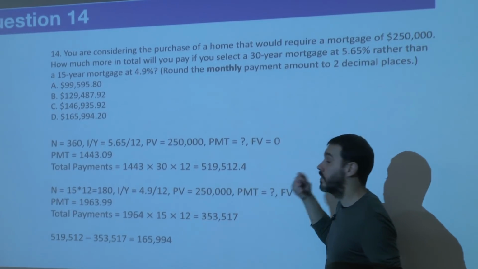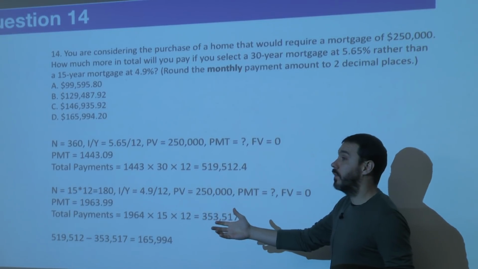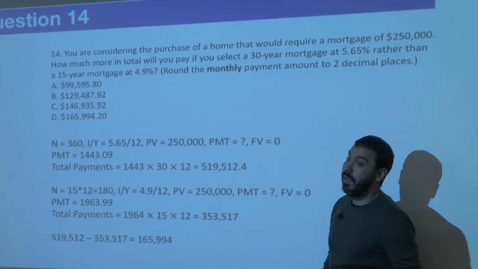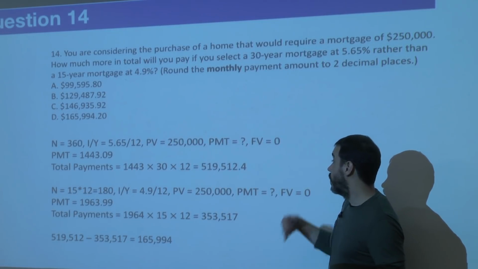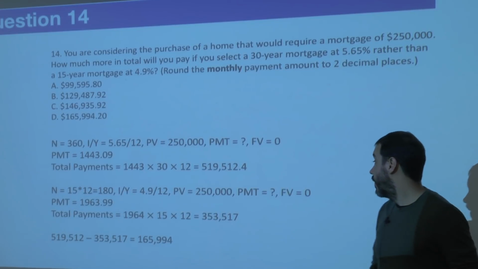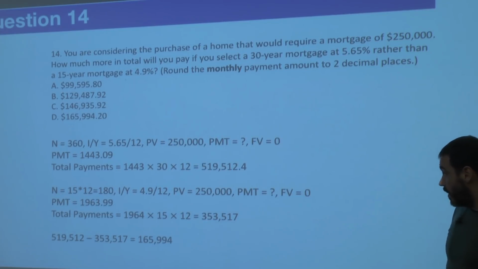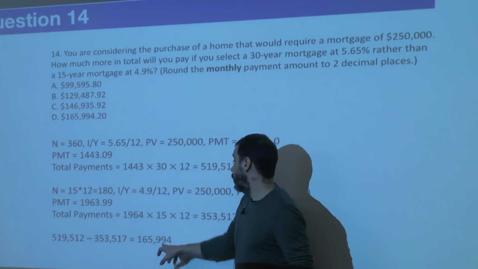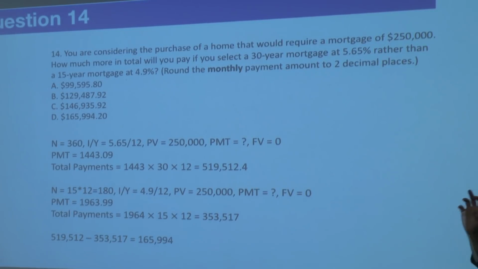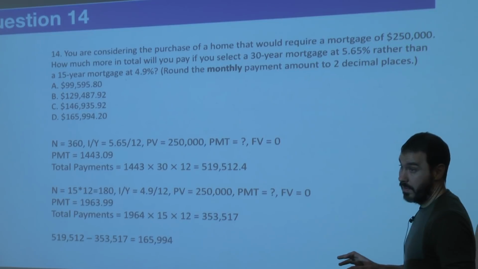So in one case, I actually hand to whoever financed this mortgage $519,000 over 30 years. In this case, $353,000 over 15 years. So the difference between the two is $165,994. Now here, the exercise specifically asks you for this.